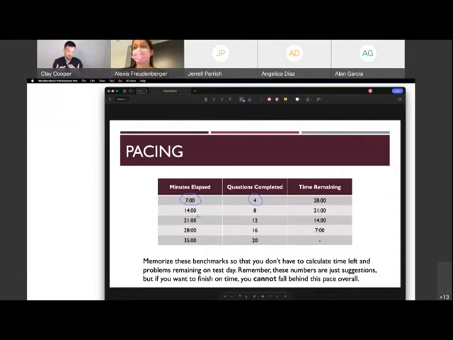What I do when I'm taking a test like the GRE is, the moment the section begins, the very first thing I do is immediately write down on my scratch paper the pacing benchmarks that you see on your screen right here. That is the first thing I do when the section begins. And then I don't have to do any time math for the rest of the section.